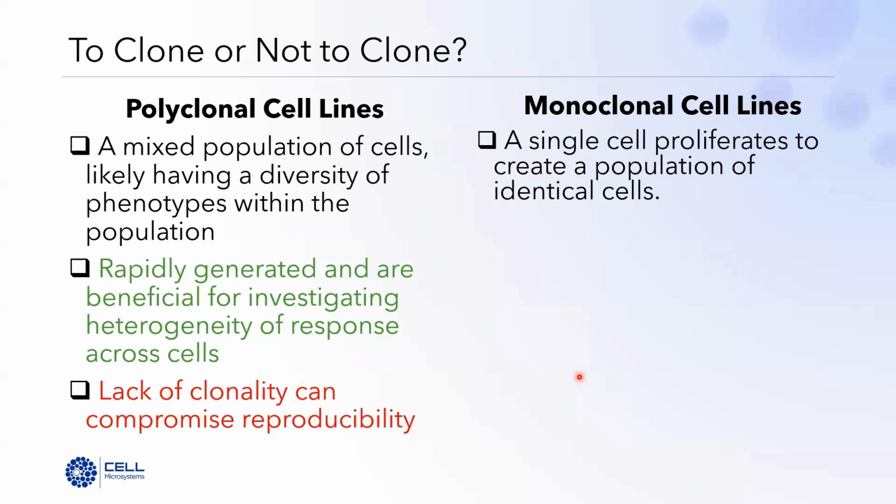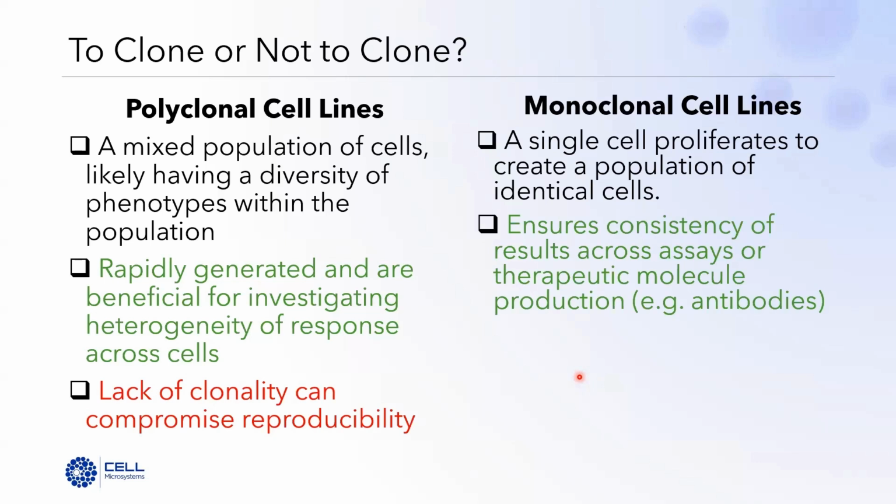If your cells aren't genetically stable, or if the phenotypes are not universally penetrant, it can make your data hard to interpret when you're actually using the cells in your downstream assays. For monoclonal cell lines, this downside is eliminated. This does ensure consistency of results across the assays or your therapeutic molecule production.